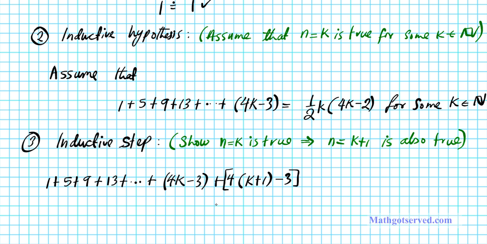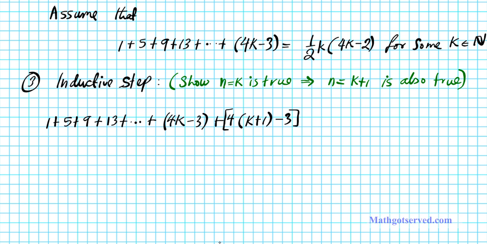Now we're going to use our inductive hypothesis to make a substitution. What's the substitution we're going to make? This piece of our inductive step right here, we can substitute it with another value that we stated was equal to it in our inductive hypothesis. We know that this entire expression is equal to 1/2 k times 4k minus 2. Let's make that substitution here. So this is going to be equal to 1/2 k times 4k minus 2.